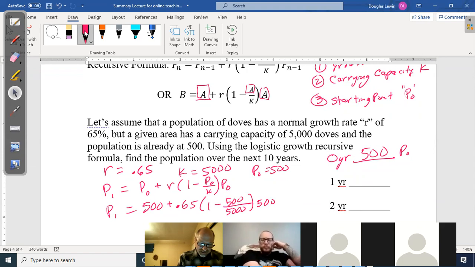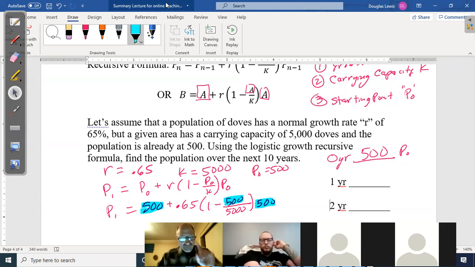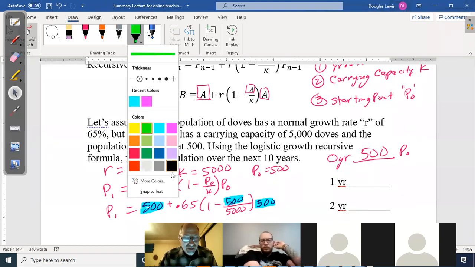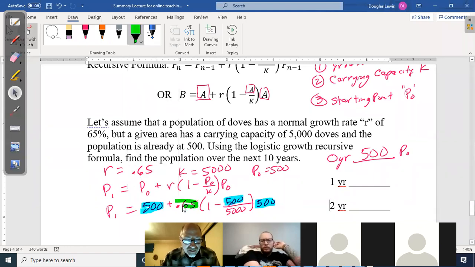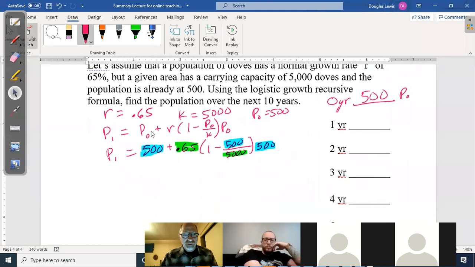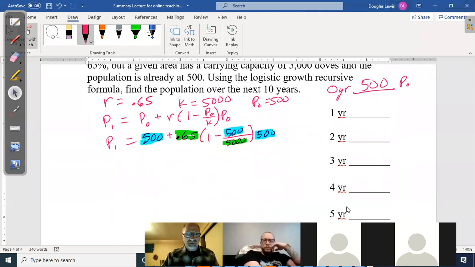So I'm just going to highlight those. There's my P sub 0 every time. Does that make sense? That's for P sub 0. Now what's going to stay the same here? I want to point out something. The 0.65 and the 5,000, those are permanent. Those will never change. So let's plug that into the calculator.